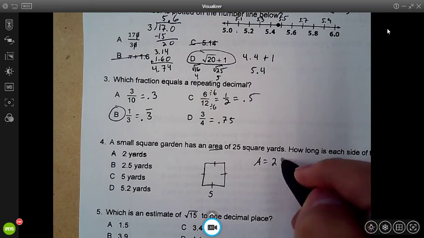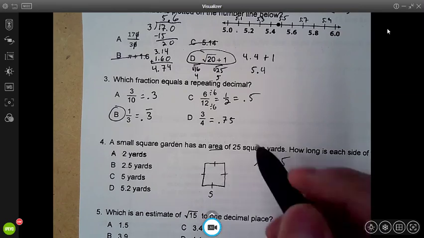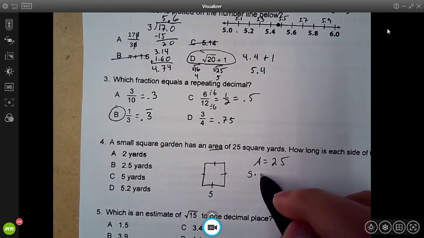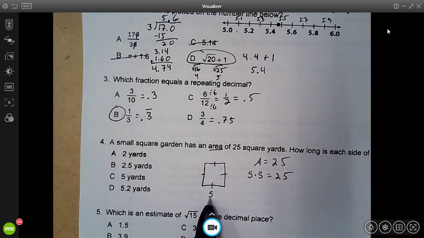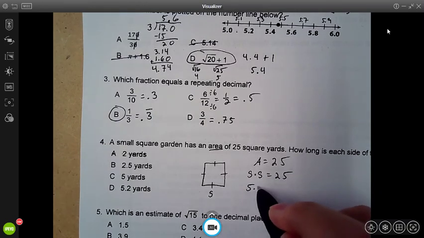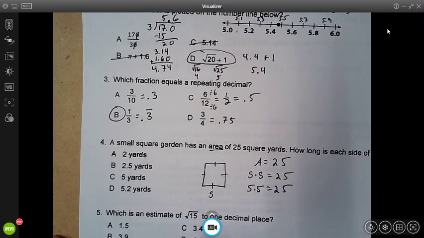Area is 25. Instead of length times width, for a square we have a side times the side, because the length and the width are exactly the same. So side times side equals 25. So what does that one side have to be? 5 times 5 equals 25. So that side has to be 5 yards if the area is 25.